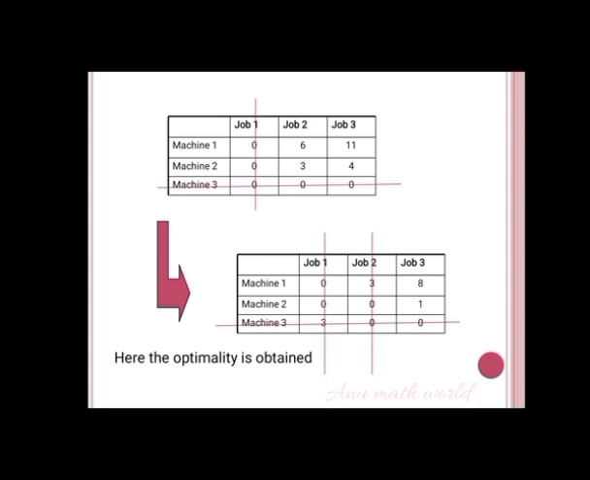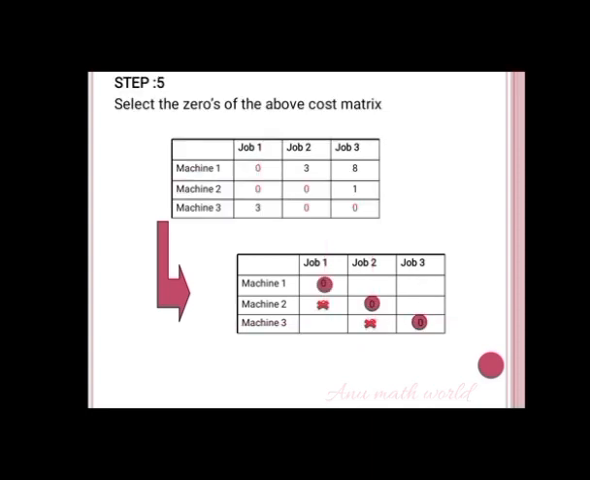Then again we draw the minimum number of horizontal and vertical lines. Here the number of lines is 3. The order of the matrix is also 3. Therefore 3 equals 3, and optimality is obtained. Then we move on to step 5.